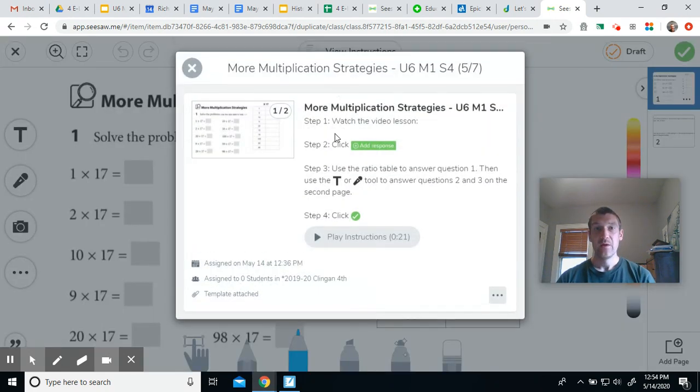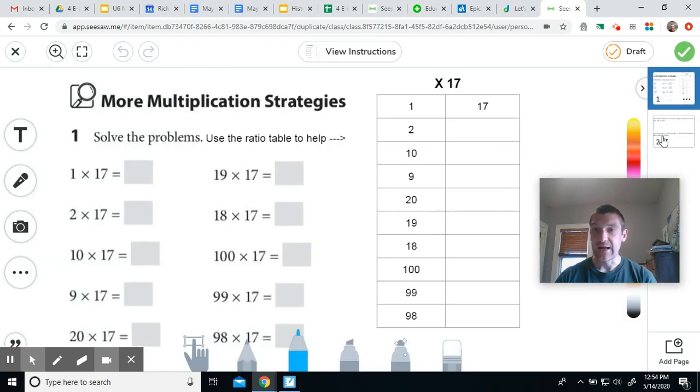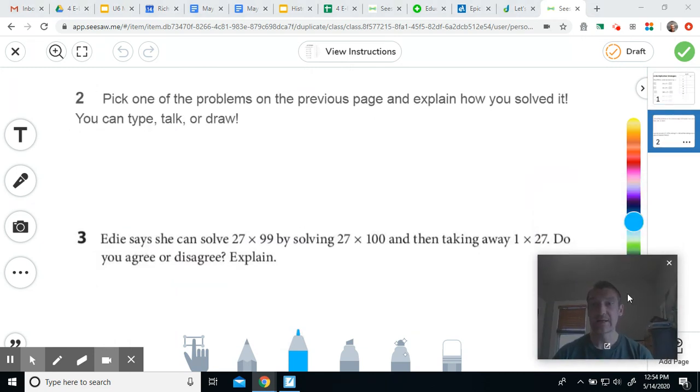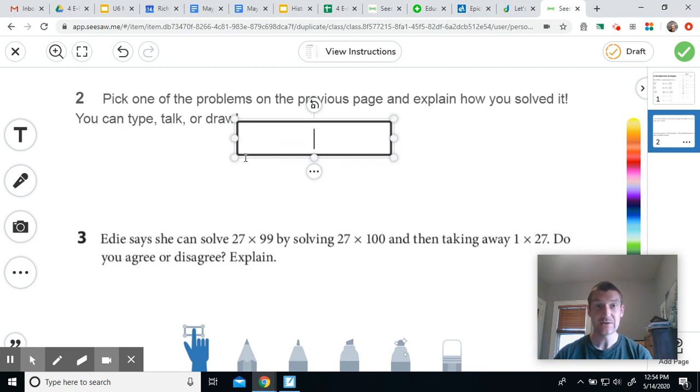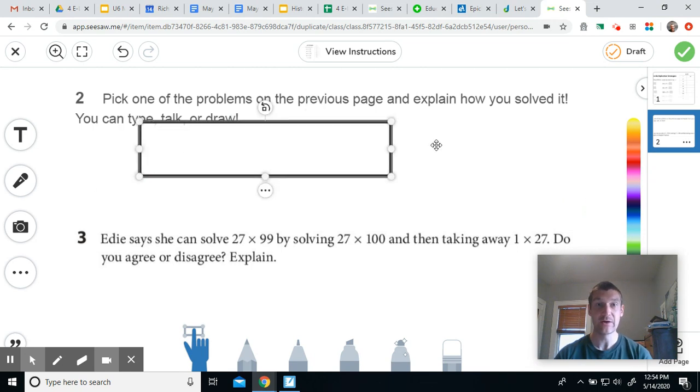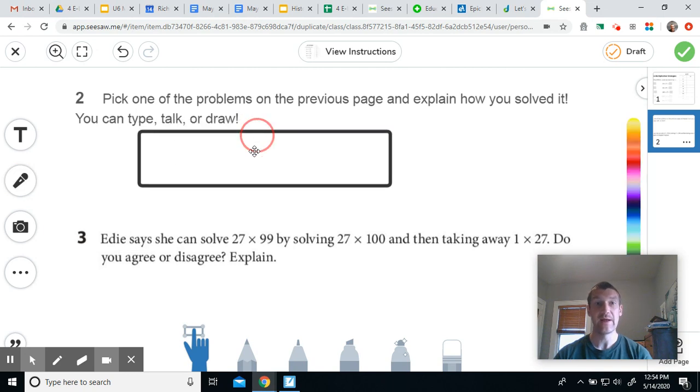I want you to try to use the ratio table and use some of the strategies that I was using here to see if you can answer these problems. All right, so I should see this ratio table marked up as well. Then after that it says, use the label, the text tool, or the microphone tool to answer questions 2 and 3 on the second page. So you got to remember to click the second page here. And then here's our next couple problems. So you can answer these with the text tool by typing your answer. Remember you can make a text tool bigger, you can stretch it, or you could click the microphone and record yourself answering the question.